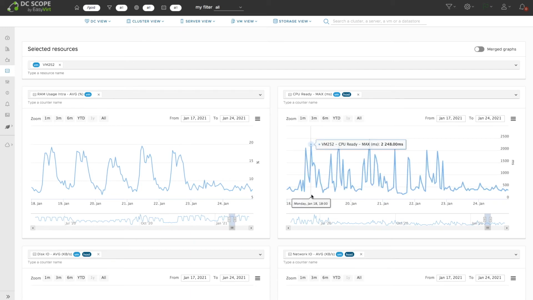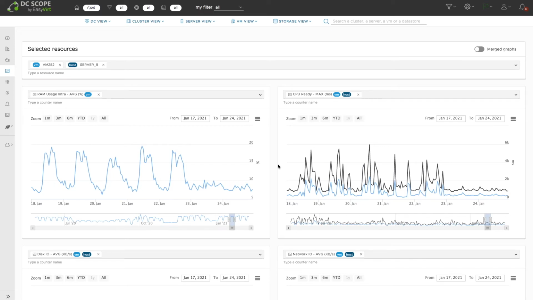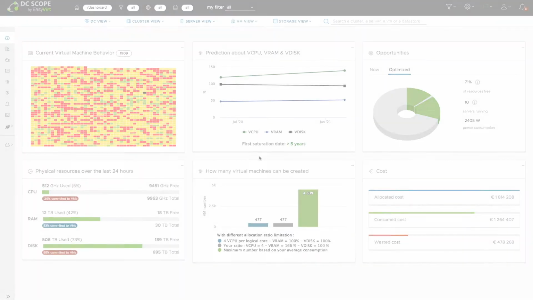We can see that the peaks of CPU ready that go over 2 seconds occur during the afternoon. Moreover, if we add the graph corresponding to the server on which the VM is placed, we can see that it is impacted, as it presents peaks of CPU ready at the exact same time.